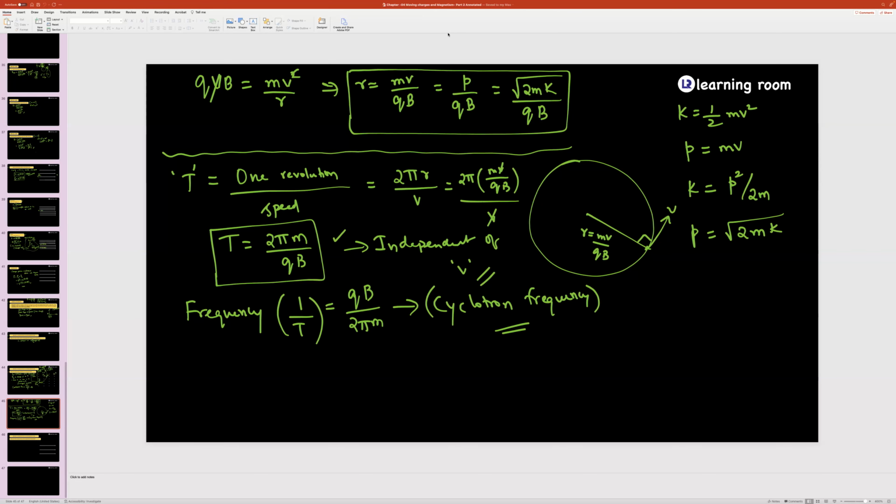Okay. Now, what is going to be the frequency? Frequency is the reciprocal of the time period, which is going to be qB divided by 2 pi m, and the name of this frequency is called the cyclotron frequency.